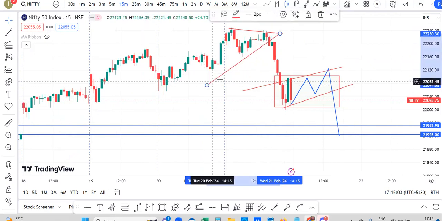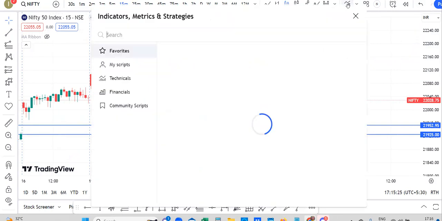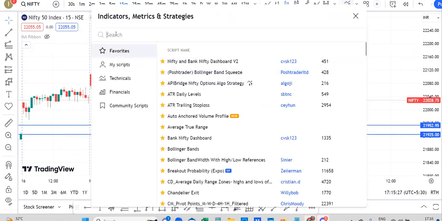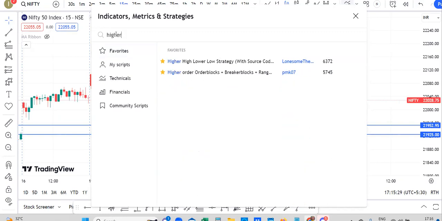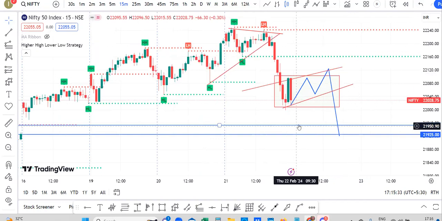So this is how one needs to analyze the market to trade efficiently. Simply you should not go. So simple analysis, just analysis of the trend, higher highs and higher lows, will help you. So one more indicator is there on TradingView that may help you. Note down this. You can apply.